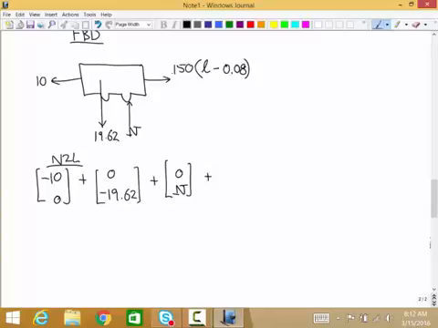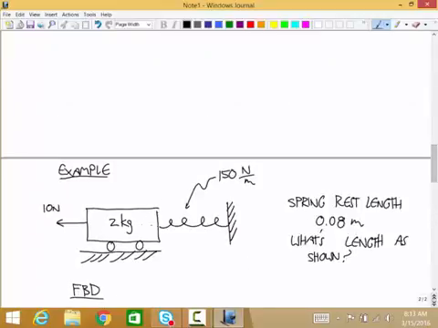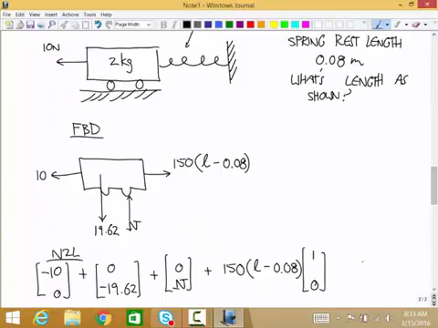I think the best way to think about it is it has a magnitude of 150 times the quantity L minus 0.08, and it's in the direction of positive x, so it's that times that direction. You see what I mean? And we're assuming that this comes out to an equilibrium position. So if it's an equilibrium, then there's no acceleration.